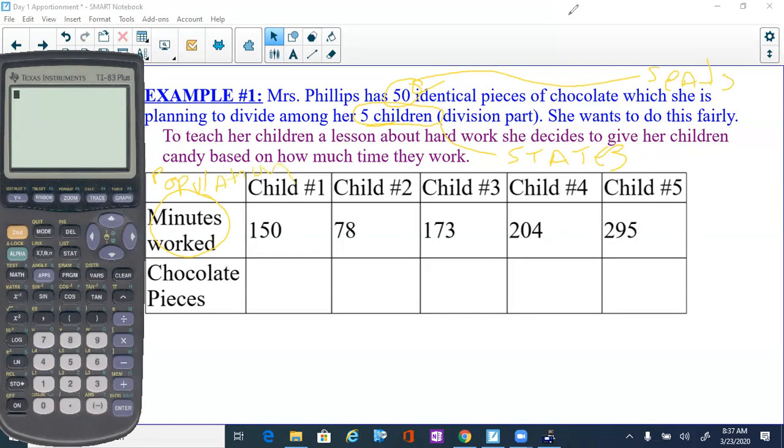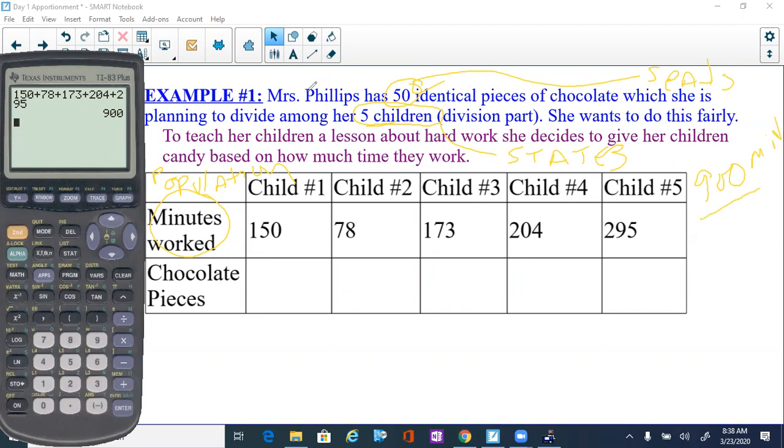Okay. Now this is actually a pretty easy thing. It's all proportional fractional stuff. So the first thing we're going to do is find out how many total minutes have been worked by our students. Okay. And so I'm going to come over here. I'm going to say, okay, 150 plus 78 plus 173 plus 204 plus 295. And what I'm going to see is that there are 900 total minutes worked.